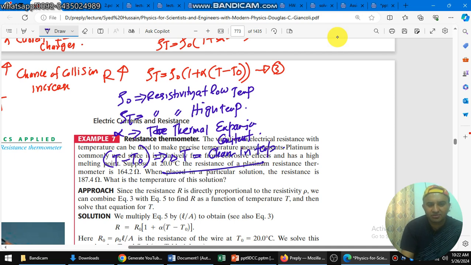In the next question, example 7, we will discuss how to apply this equation. If we have different values, we can apply this equation in order to find the unknown values. Okay, thank you.